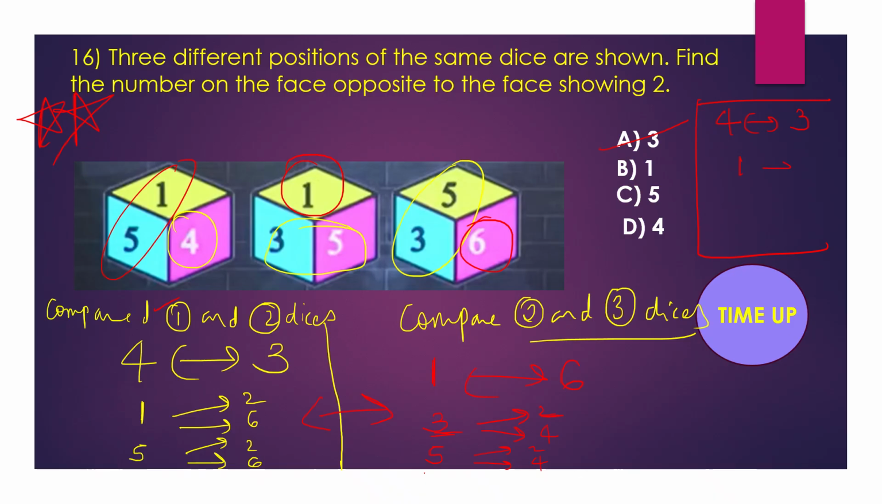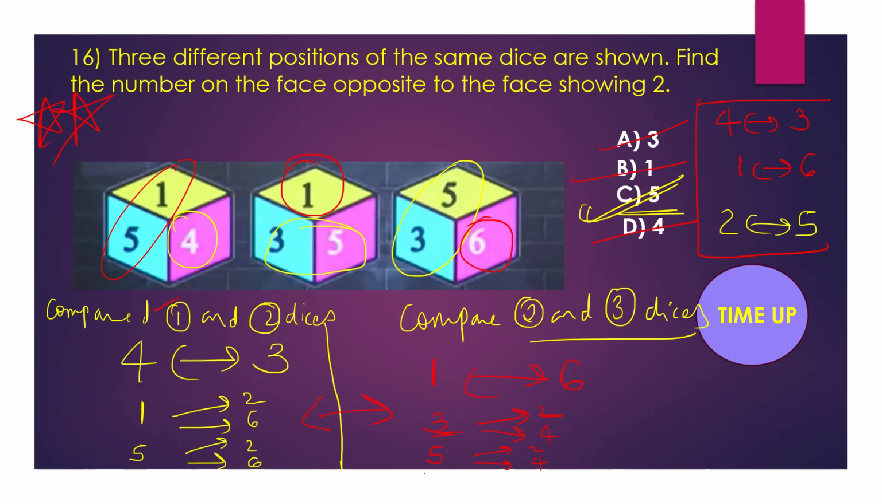1 का opposite 6 है, so 1 is gone and 4 is gone. So what is left in the option? 5 is left. So the correct answer will be 5. This is how you should solve this. So 2 का opposite क्या हो गया? 5 हो गया.